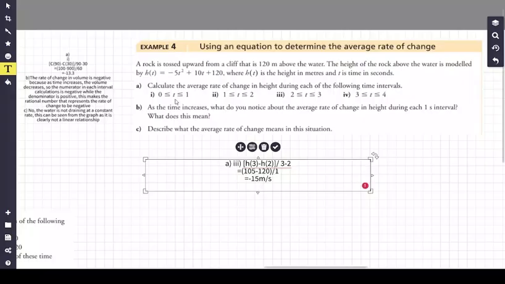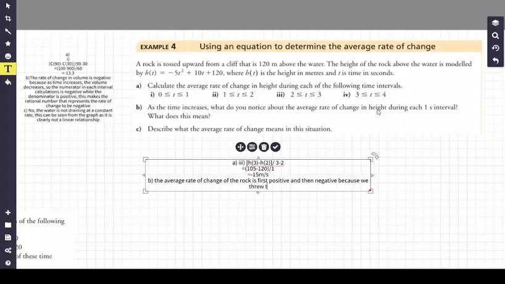So you should have done 1, 2, 4, and then you should have noticed something. But obviously, we should notice something too because we study physics. Hopefully, you study physics a little bit. So the average rate of change is first positive and then negative because we threw the rock up, and due to gravity, the rock falls down again, right?